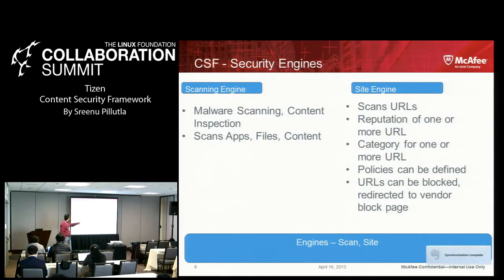The other part is what I call the site engine. It provides reputation about a URL. When a user is accessing a URL, it can tell if it's a good URL or a bad URL. It can provide the category of the URL, whether it is a porn site, a malicious website, a gambling website, things like that. And policies can be defined. You can define the policy: if the risk level is this, I'll block the site, otherwise I won't. Those APIs are also available.